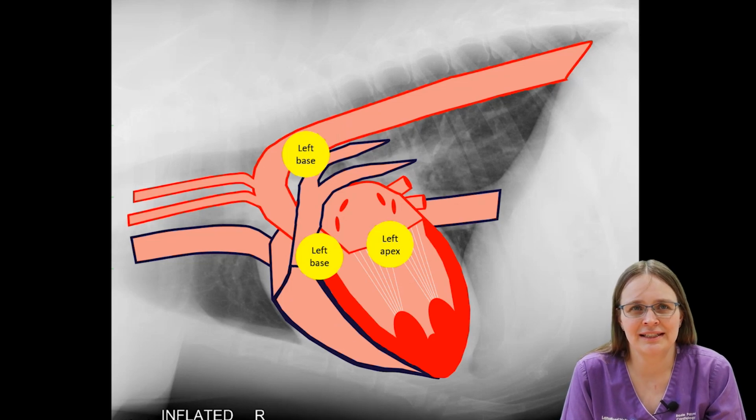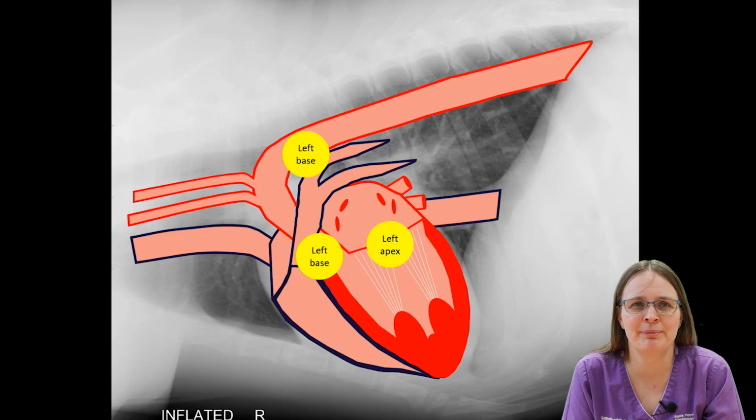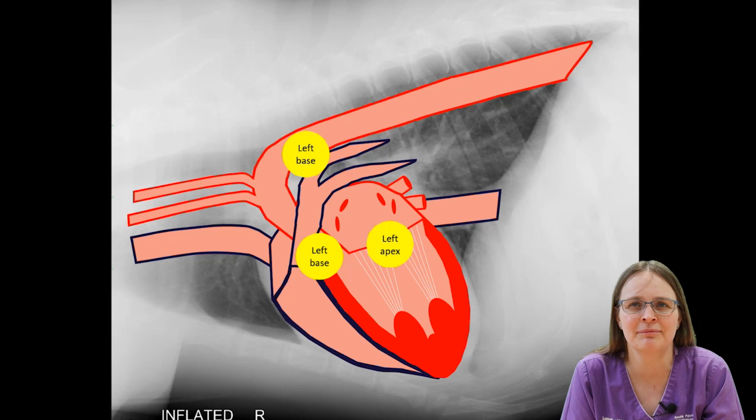So when we're putting our stethoscope on the left side of the chest, these are the areas we're looking at. So over the left apex, this is our mitral valve. And then at the left base, we've got our aortic and pulmonic valve, because those two vessels really wrap around each other. So it's really difficult in a cat or dog to really distinguish aorta and pulmonary artery really easily.